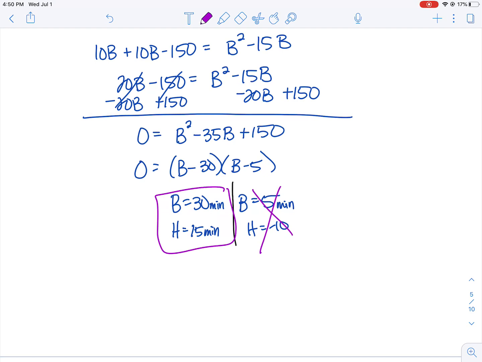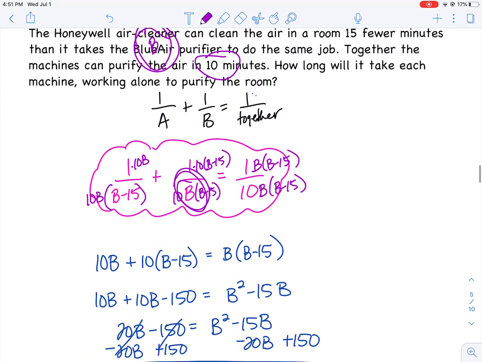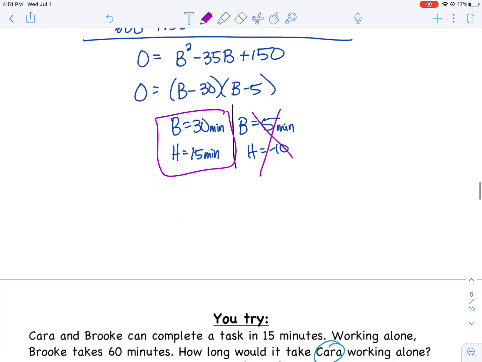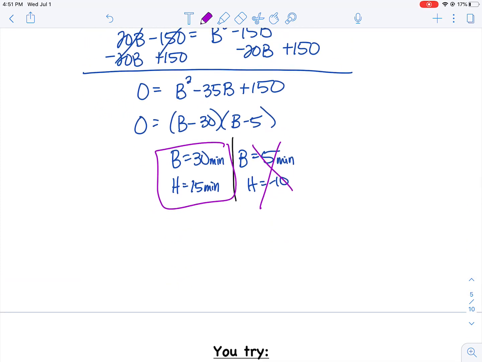So it looks like it's going to take the Blue Air machine 30 minutes and the Honeywell machine 15 minutes to do the job all by themselves. If they work together, though, remember, it only takes them 10 minutes. Those numbers should make sense. They should be longer by themselves than they are together, right? So make sure your numbers make sense.